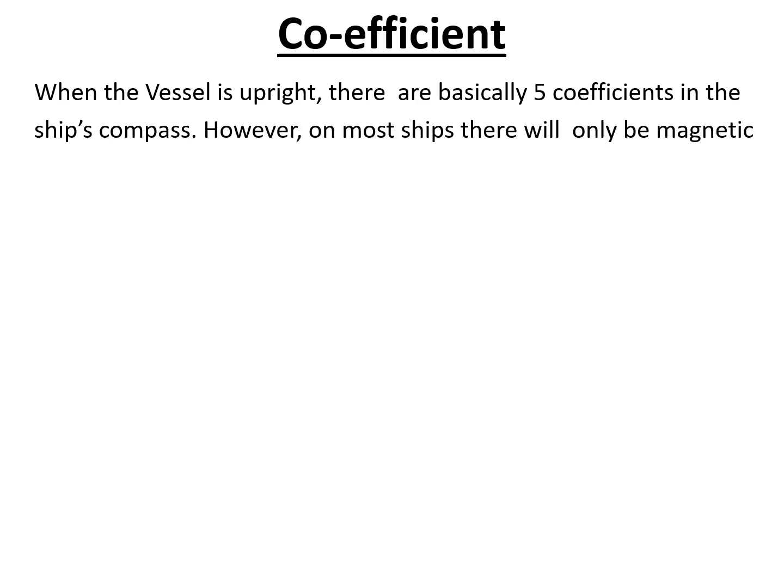We already know that when the vessel is upright, there are basically 5 types of coefficients on the ship's compass. However, in most ships, we have got only 3 coefficients: B, C, and D. Coefficient E and A will not be present in the normal ships. If it is an exceptional ship like an aircraft carrier or a heavy lift vessel, those vessels may have coefficient A and E.